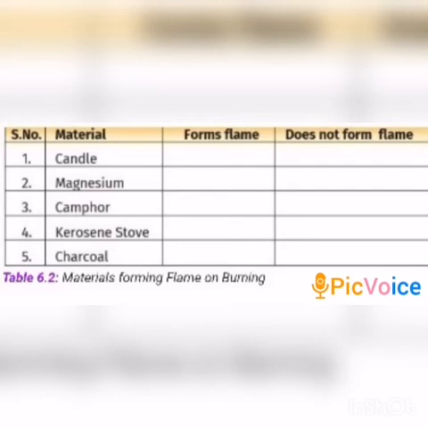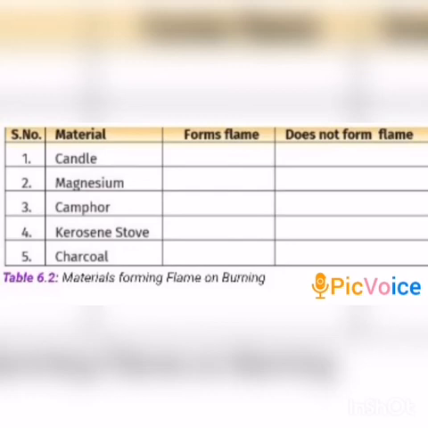Before that, there is one homework for you. You have to complete table 6.2. In the table, some materials are given, and you have to identify the materials which form flame or which do not form flame on burning.